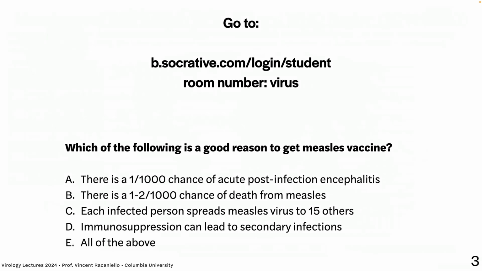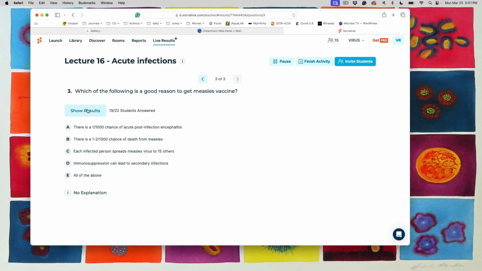Question is, which of the following is a good reason to get measles vaccine? There's a 1 in 1,000 chance of acute post-infection encephalitis. There is a 1 to 2 in 1,000 chance of death. Each infected person spreads measles to 15 others. Immunosuppression can lead to secondary infections. All of the above. All right, how did we do?